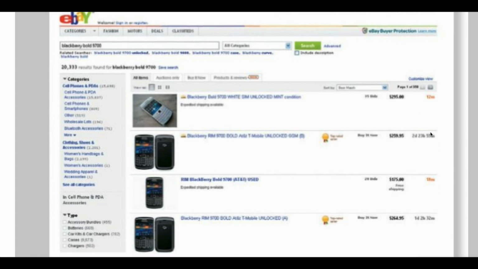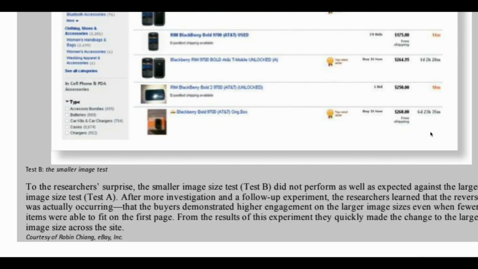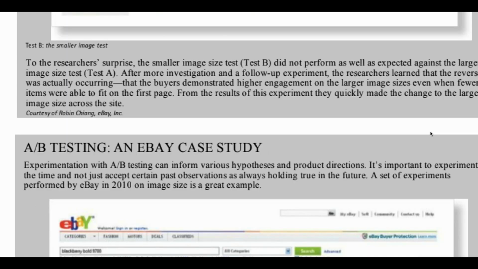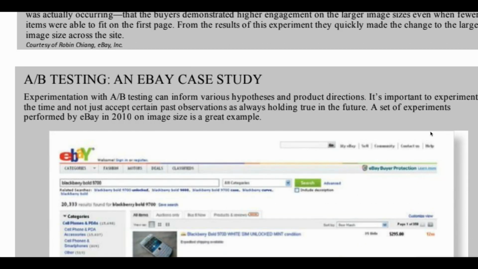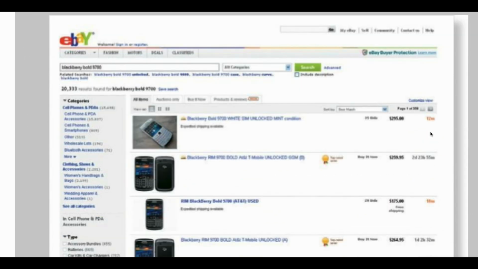The goal of the image size A/B test shown here sets out to prove that small images increase the number of listings on the same page, and would therefore result in higher engagement.